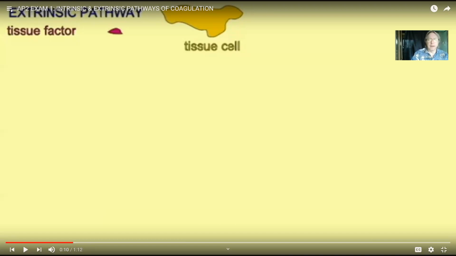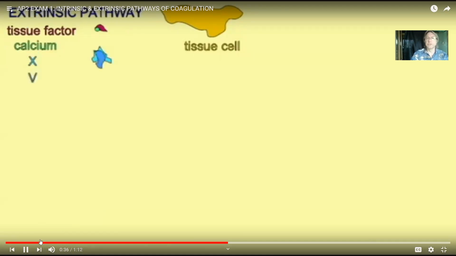And the tissue factor, which is released from damaged cells around a blood vessel, can help to start a clotting factor cascade. So with calcium, which is one of the clotting factors, this can now take inactive clotting factor 10 and activate it. Clotting factor 10 can then activate clotting factor 5, etc. So we can start the clotting factor cascade with tissue cells outside the blood vessel. So this then is known as the extrinsic pathway of coagulation.